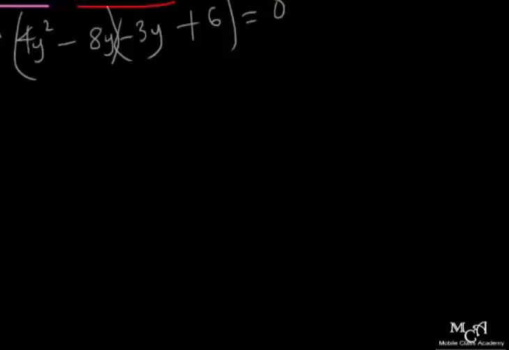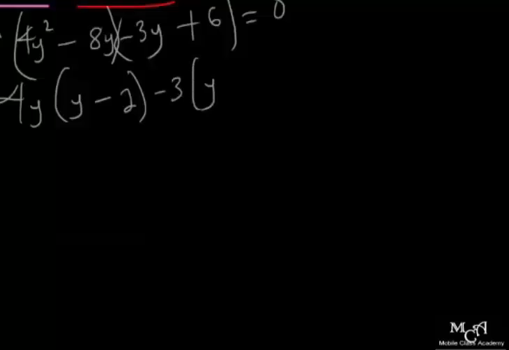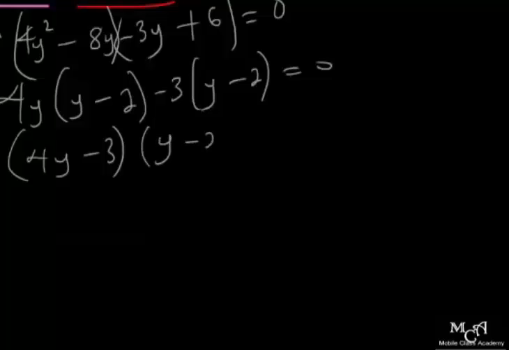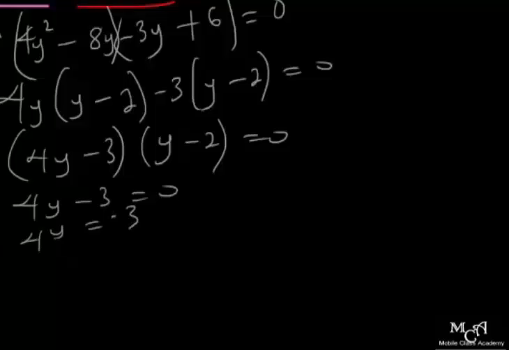So I have 4y is common here, so I'll bring out 4y into y minus 2, because negative 8y divided by 4y will give minus 2. And then minus 3 is common here into y. 6 divided by minus 3 will give me minus 2 equal to 0. So finally I have 4y minus 3 bracket y minus 2 equal to 0. So therefore that means 4y minus 3 equal to 0. 4y equal to 3.